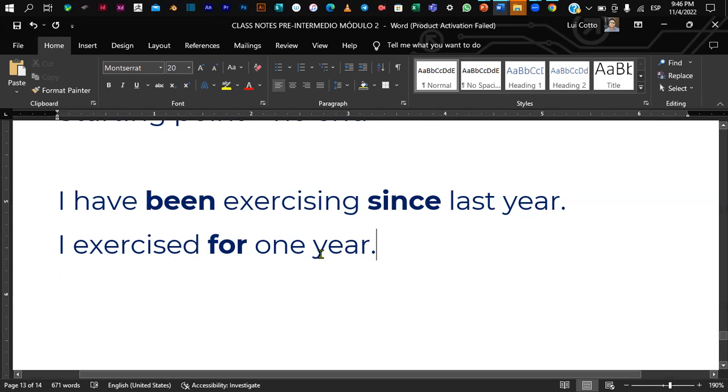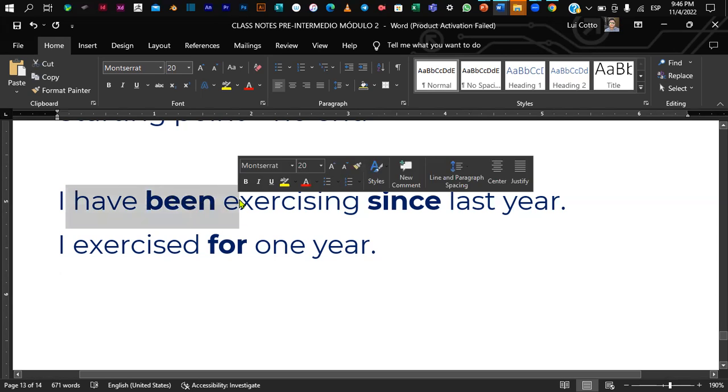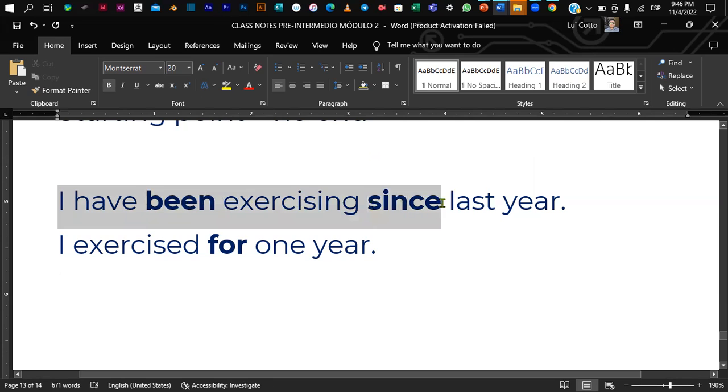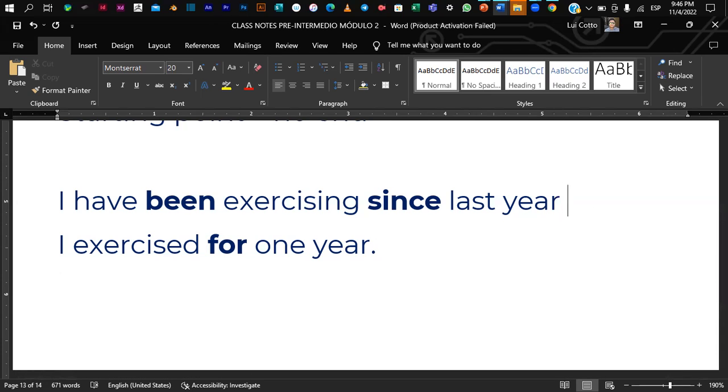You can't continue. So that is a specific point, a starting point and an ending. And this one is, I have been exercising since last year. Do you continue going to the gym? Yes, because your time has not completed. No se ha completado. You can pay the next year. Can you pay the next year to continue going to the gym? Yes, if you want. That is the difference between since and for.